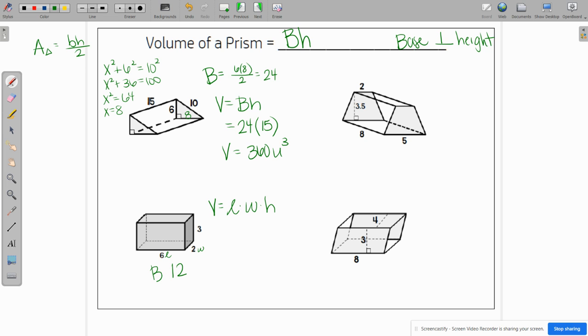You could consider that to be the area of the base if you wanted the bottom part to be the base. Then you would multiply by the height, 3, and you would get 36. So really all that matters is that when you're looking at a rectangular prism, you multiply all 3 of your dimensions. It doesn't matter which order, we get 36 cubic units.